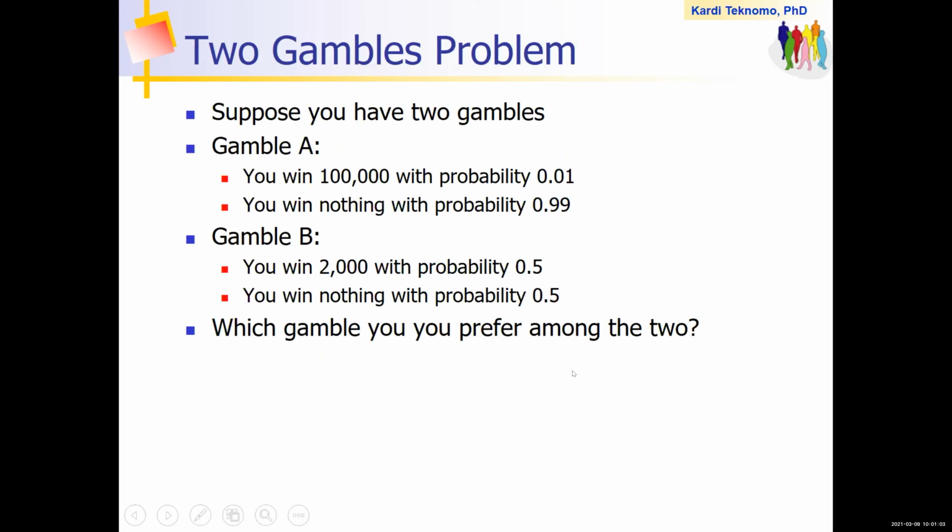Okay, so now let's change the two Campbell problem earlier with this new one. I will call this Campbell A and Campbell B. In Campbell A, you will win 100,000 with probability 1%, or you win nothing with probability 99%. In Campbell B, you will win 2,000 with probability 50%, or you win nothing with probability 50%. Now, which Campbell do you prefer among the two?